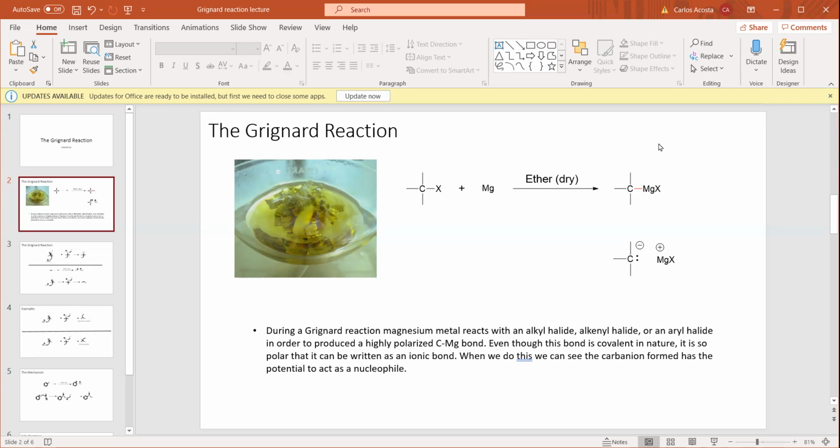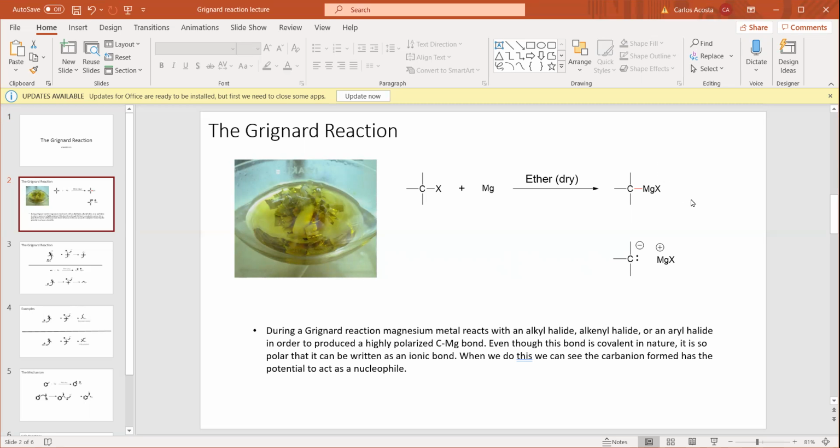And the special thing about this type of bond is that it's a highly polarized bond. That means the electrons in that bond are going to be around the carbon atom most of the time, as opposed to the magnesium atom. This occurs because carbon is a lot more electronegative than magnesium. So this carbon is going to have a partial negative charge, while the MgX is going to have a partial positive charge.